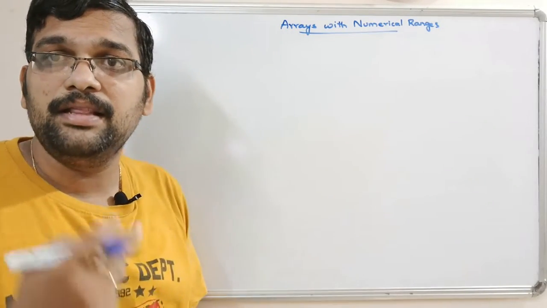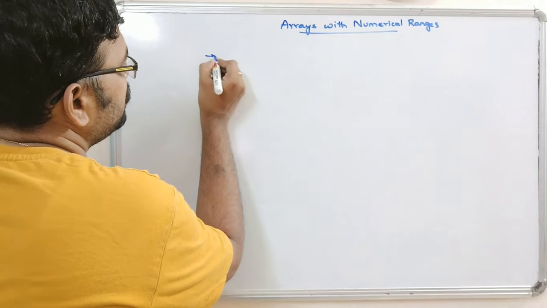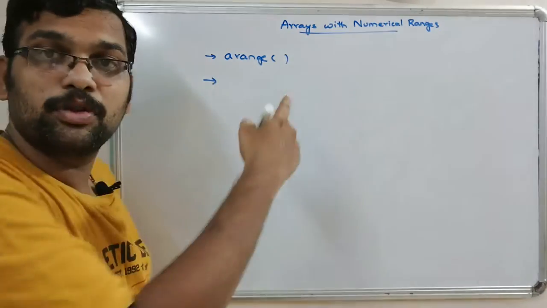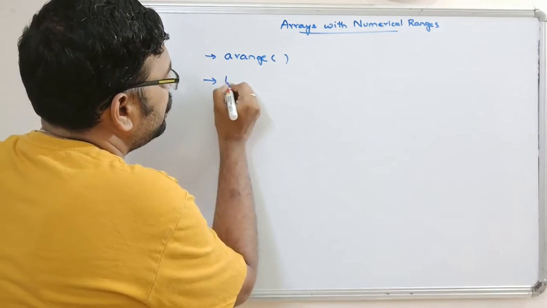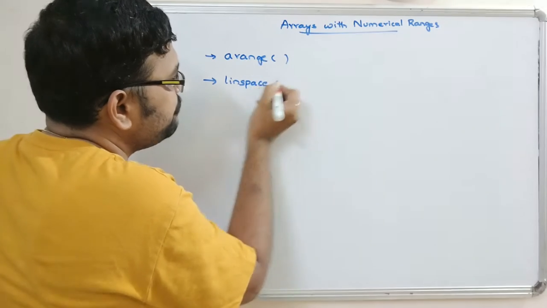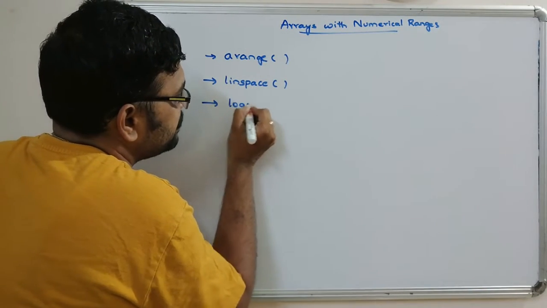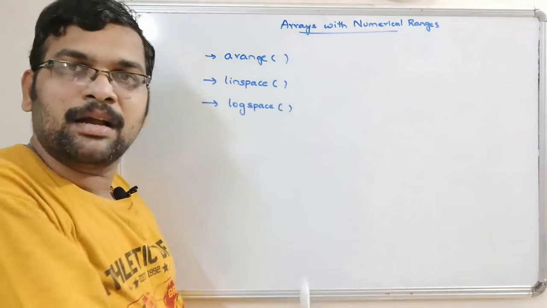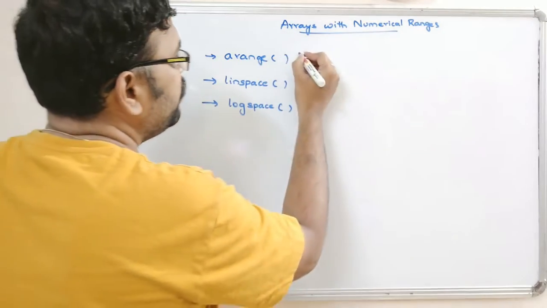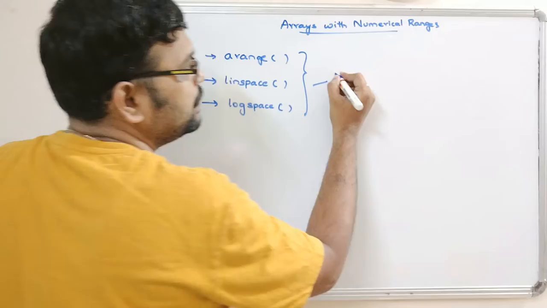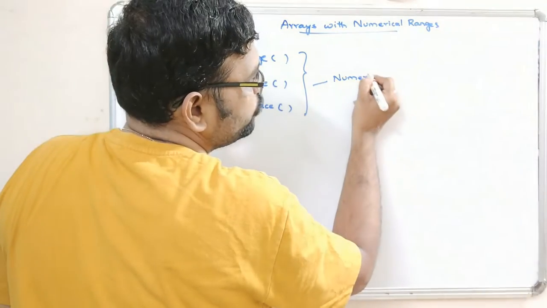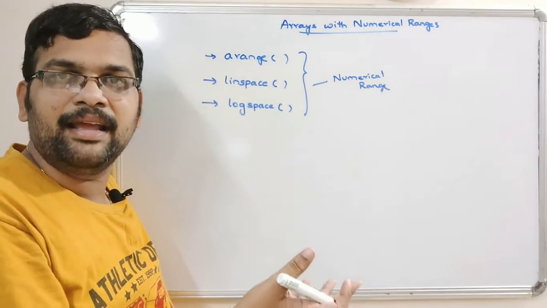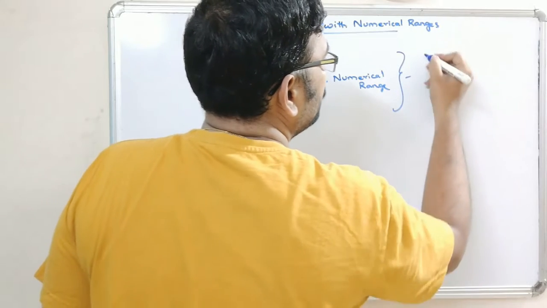So here we mainly have three functions. The first function is the arange function. I will discuss the parameters later. Next, the linspace function, and logspace. So mainly we have three functions to create arrays in Numpy with numerical ranges. In all these three we have to pass the numerical range. These three functions will return an array.